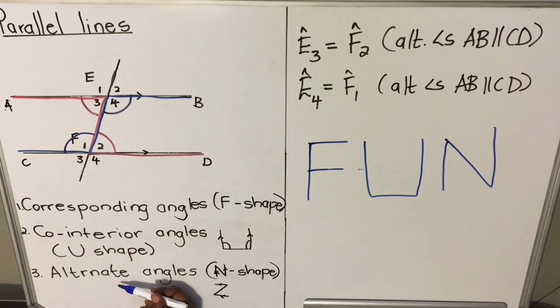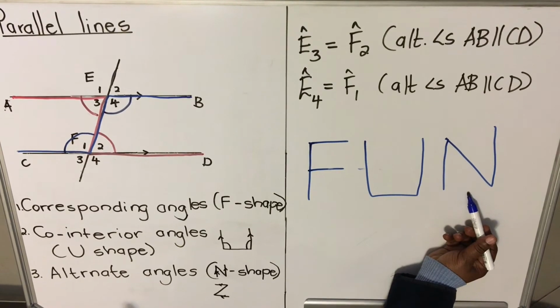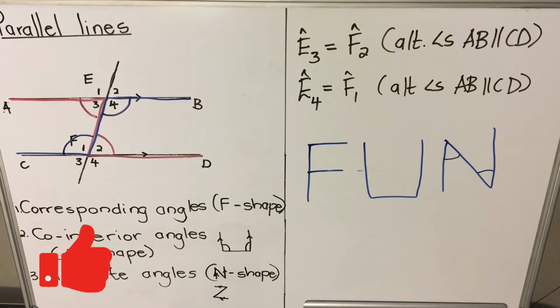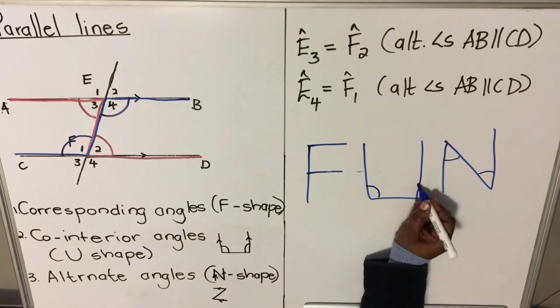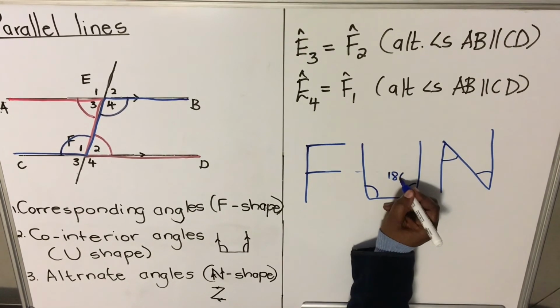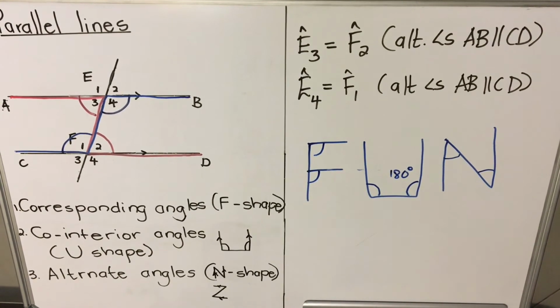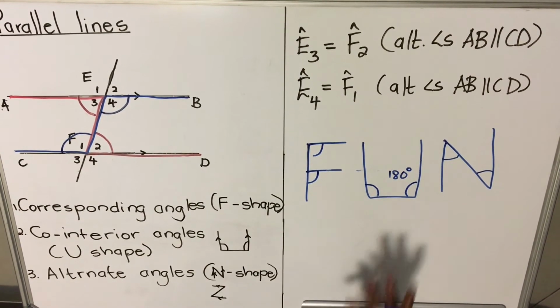And you look for alternate angles. And this equals that, alternate angles. That and that add up to 180. That and that are equal. Parallel lines, FUN.